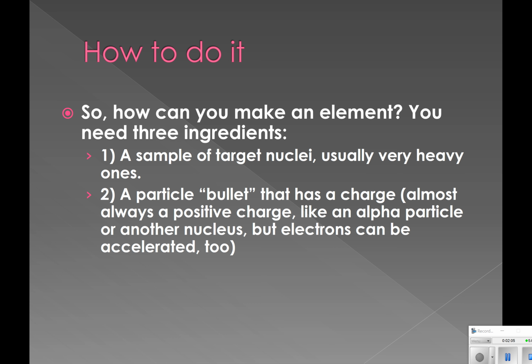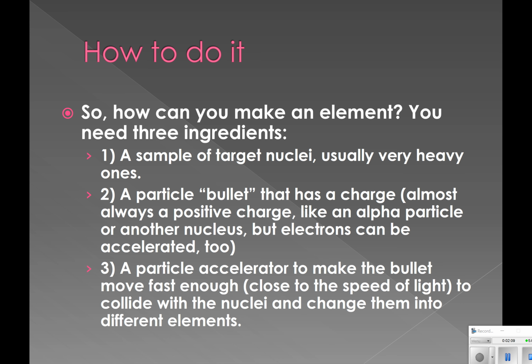But electrons can also be accelerated too. The key here is that the particle has to have a charge, because we're going to accelerate it in an electric field. And the particle accelerator is going to make this bullet move fast enough, really a velocity close to the speed of light, and it's going to collide with that target nuclei, the heavy nuclei that we started with, and change it into different elements.